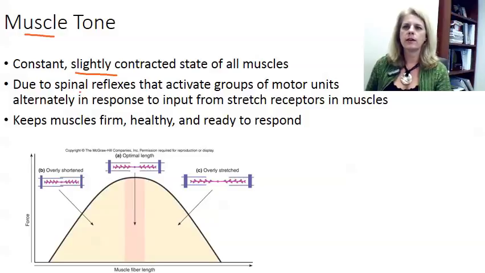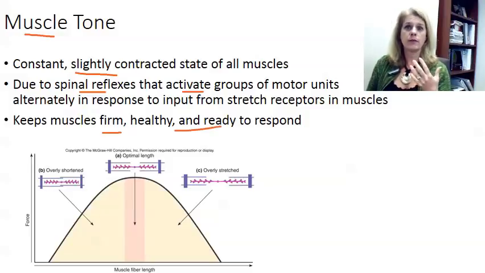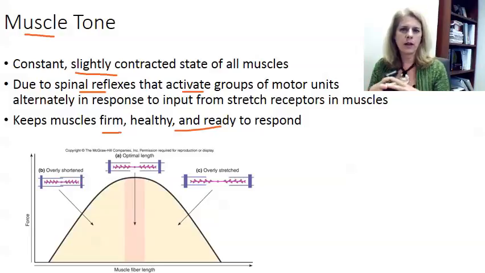And this is due to a spinal reflex. We don't really know what reflexes are because we haven't covered them yet, but let's just say our spinal cord's acting like our brain and telling our muscles to contract just a little bit. We'll go over reflexes later. But your spinal cord will send out a signal to activate different groups of motor units alternately or asynchronously, just to keep your muscles a little bit contracted. So they're always a little bit contracted, and it allows them to stay firm and healthy and ready to go. So it's like you're priming them and getting them ready to go.